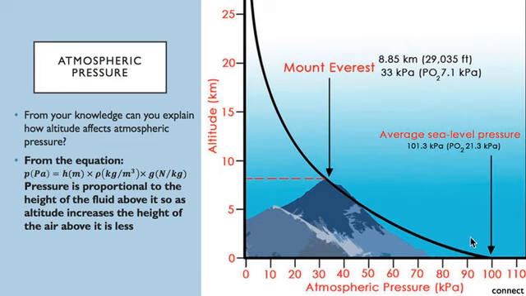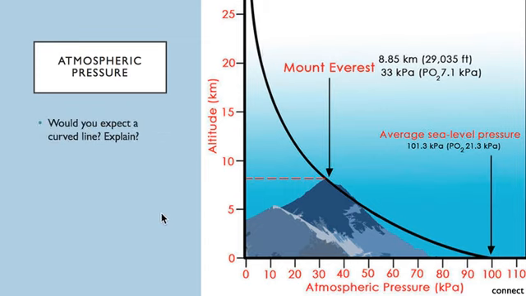If we're looking at a column of air above this point here, we've got all of that air above that point, so it's going to have a large pressure at that point. If we looked at a column of air on the top of Mount Everest, it's going to be a smaller height of air above Mount Everest, and so because of that it's going to have a smaller pressure. And as we increase the height, the air above that point is going to be less and less, so the pressure is going to be less.